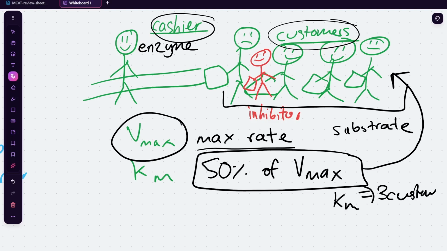So to recall what it was in terms of enzymes, the uncompetitive inhibitor will bind only to the enzyme-substrate complex. Both Vmax and Km decrease together.